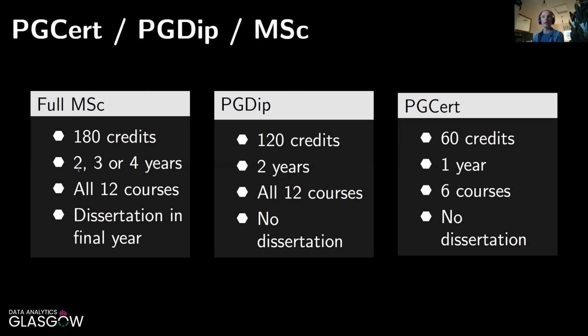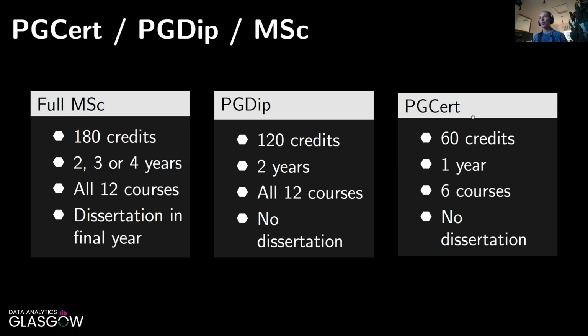As I mentioned, you can take that over 2, 3, or 4 years. You'll do all of our 12 courses and you'll take your dissertation project in the final year. One of the other options we have is the postgraduate diploma. This is a certificate that you can gain by taking all of the taught courses over 2 years, but you don't take the project. So it's one step down from the MSc. You would take all of the taught courses, but no project. And you usually would take that over 2 years.